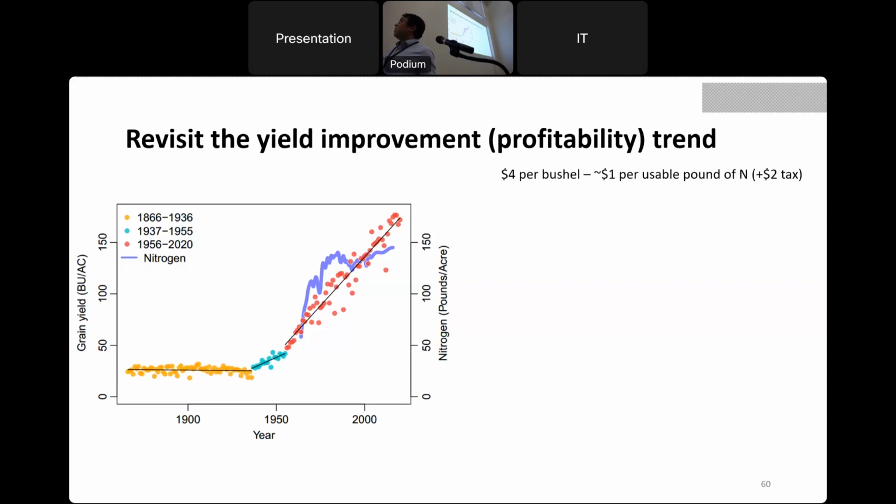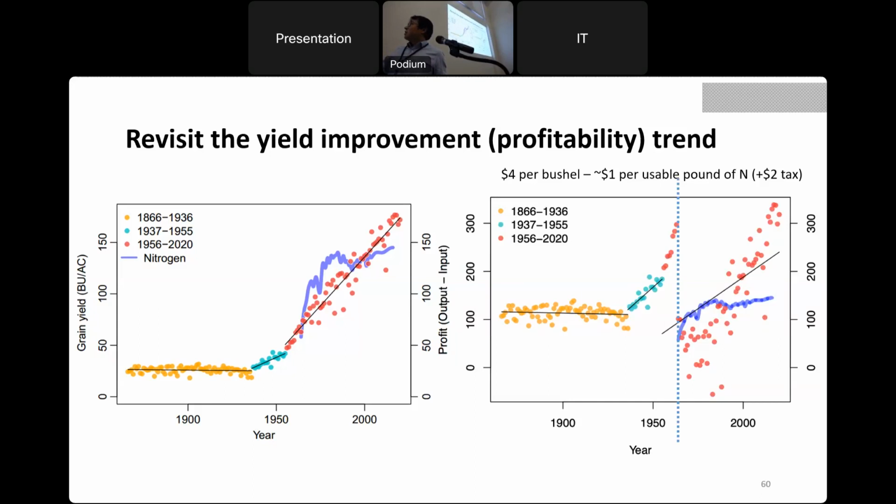But if we factor in the environmental costs and also subtract the nitrogen application cost, using this simple calculation, if I assume it's about $4 per bushel and $1 per usable pound of nitrogen, and charge a $2 tax per pound of usable nitrogen, then actually the profitability trend becomes ugly. Nowadays, we are barely better off than the poor agriculture industry era, in terms of the societal benefits in general, if we consider the environmental cost.